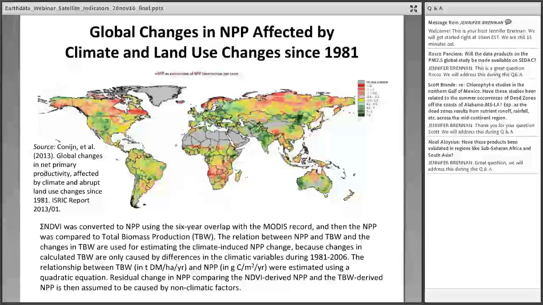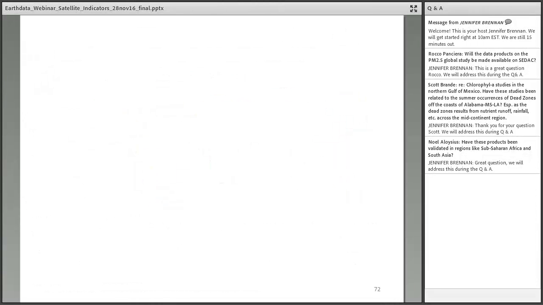I like the work of a group called ISRIC in the Netherlands, the International Soil Reference and Information Centre, and they have developed some metrics using MODIS data of changes in NPP that are affected by climate and land use, and basically they include rainfall and other parameters that would influence how these brown spots, or potential land degradation areas, are influenced. You can see some of those areas highlighted in the circles.